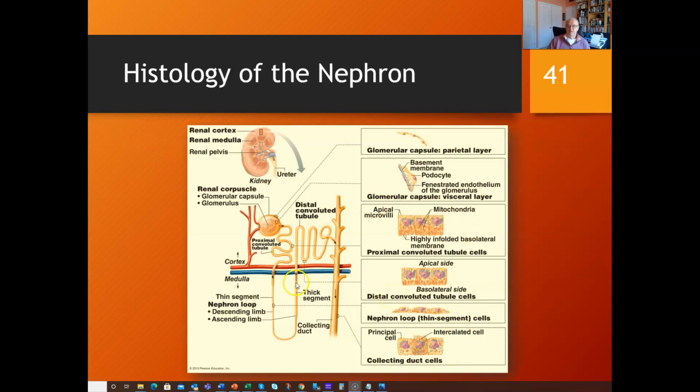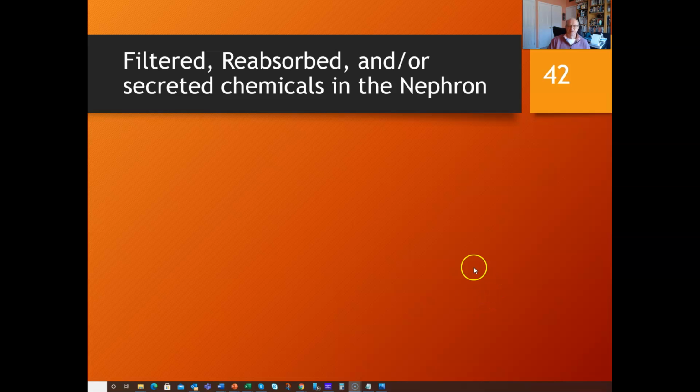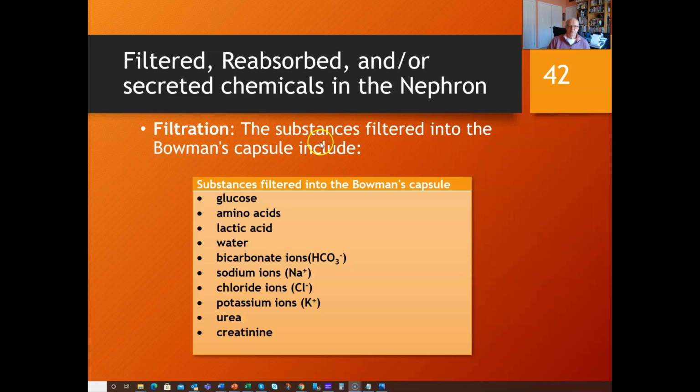Okay, so there they all are again. So this table here tells you what's filtered or reabsorbed. Substances filtered into the Bowman capsule are all these things. So this is what comes out of the Bowman's capsule into the collecting duct. Glucose, amino acids. At first glance, you can see this is stuff we need. So we better take it back in. And look at the first one, glucose.